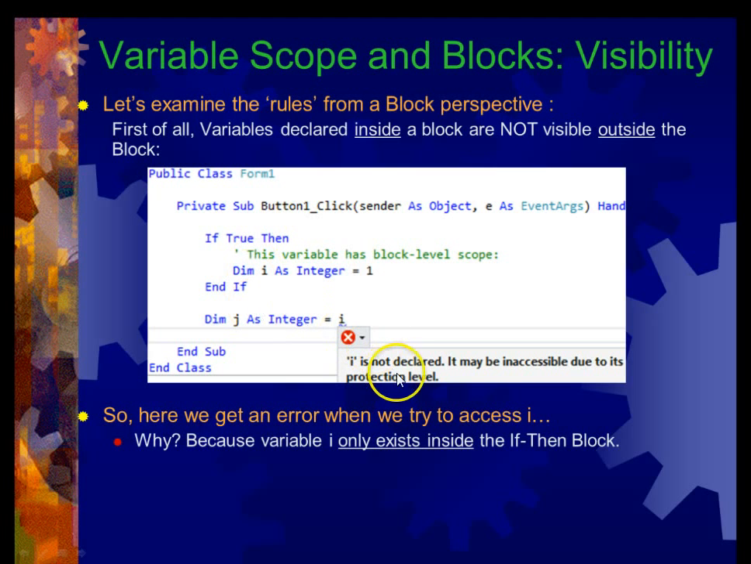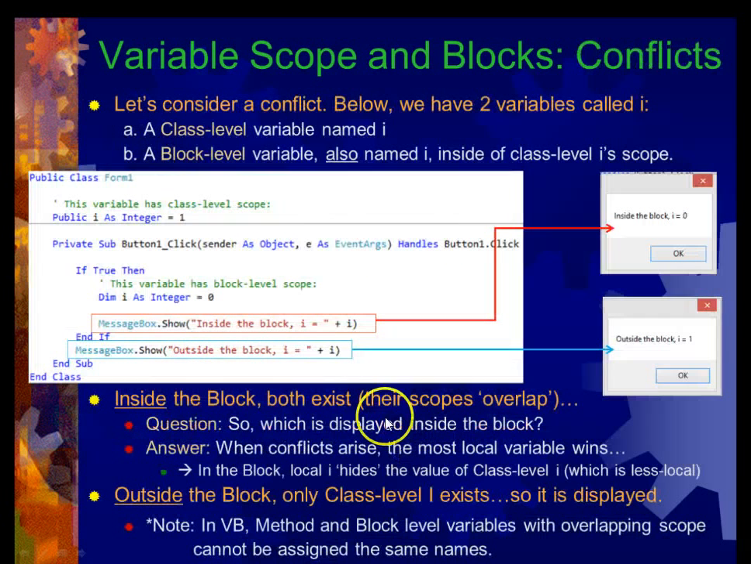So here we get an error when we try to access I. Why? Because I only exists inside the if-then block. Okay, let's go on. Variable scope and blocks conflicts.